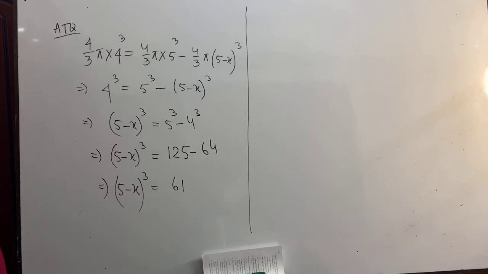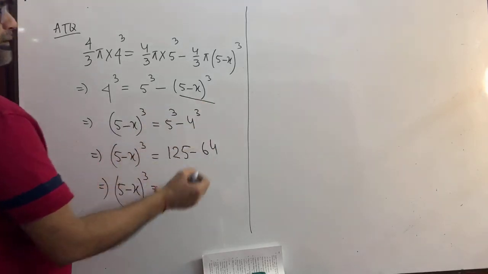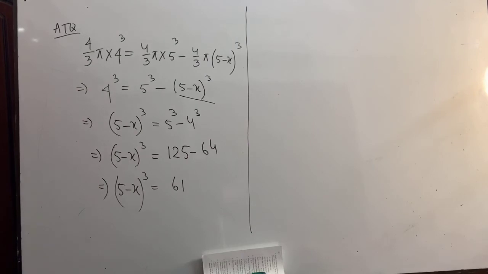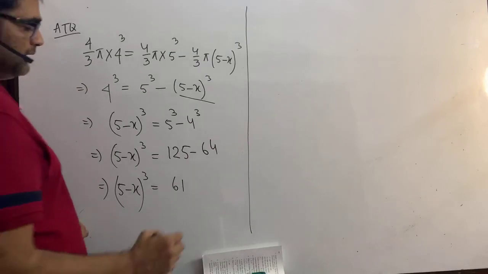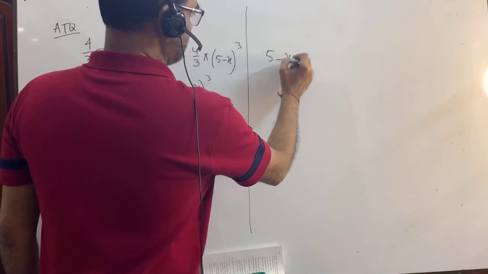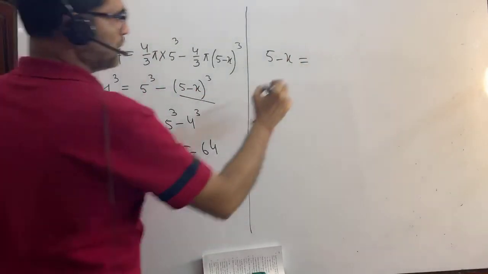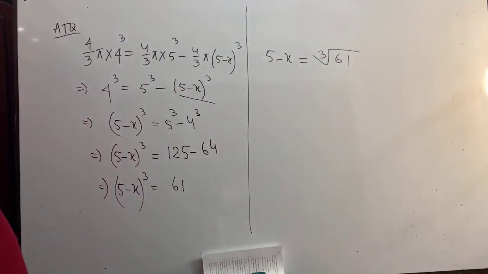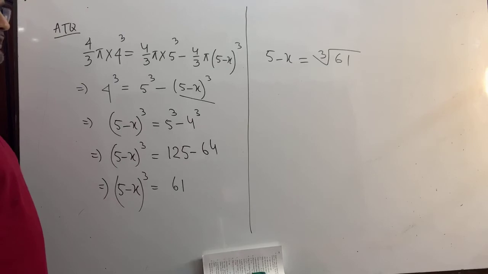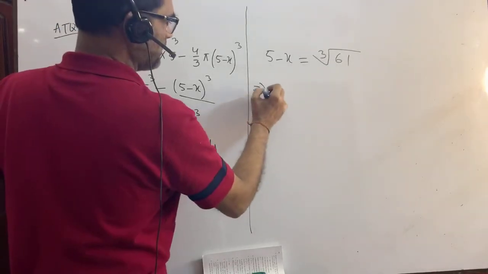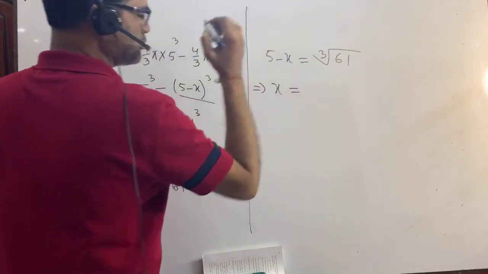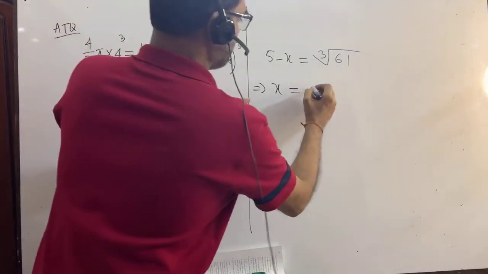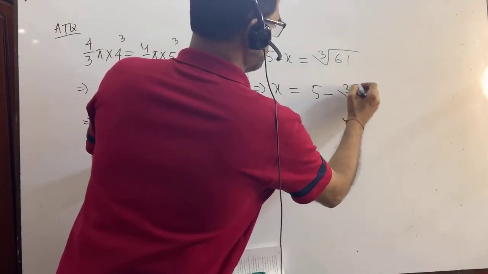Some students have a tendency, as I have seen, to put it into the (a minus b) whole cube formula. Please don't do it. Okay, now 5 minus x equals what? Root cube 61, is it? We have to find the value of x. That means from here we can write x is equal to 5 minus root cube 61.